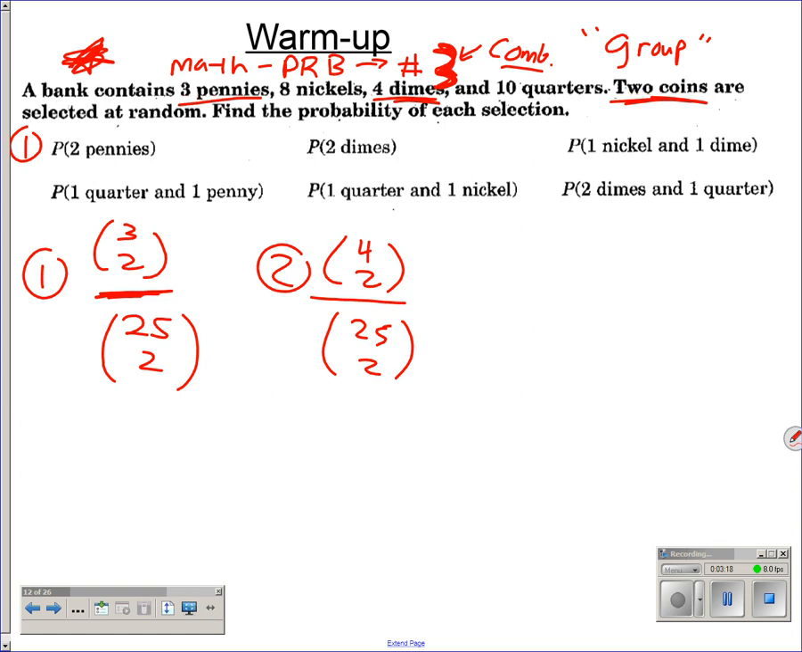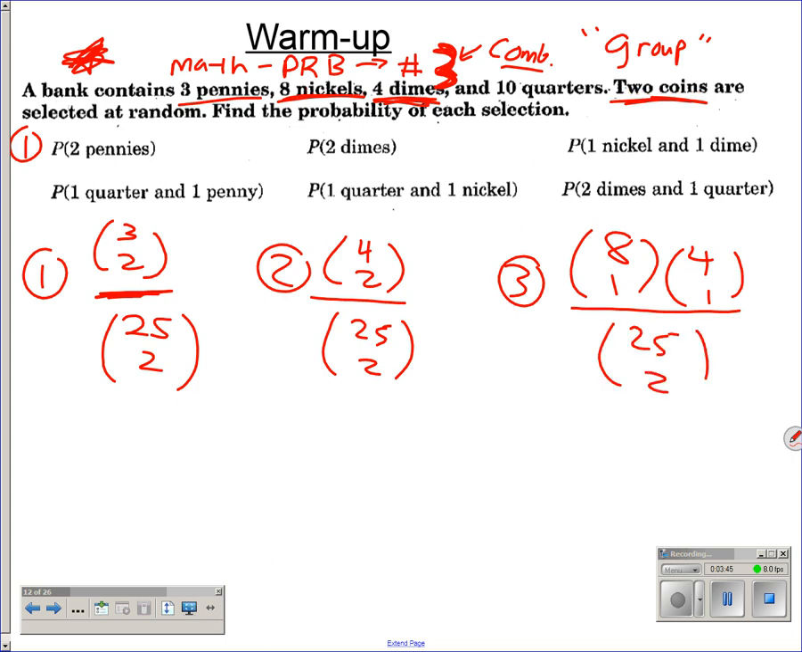But for number 3, what's the difference here? Yes. You've got 2 separate categories. You've got 2 separate parentheses or combinations on top. So on top, we have 8 nickels, we're choosing 1. We have 4 dimes, choosing 1. All over my total again, which will always be 1 combination, 25 choose 2. Make sense?